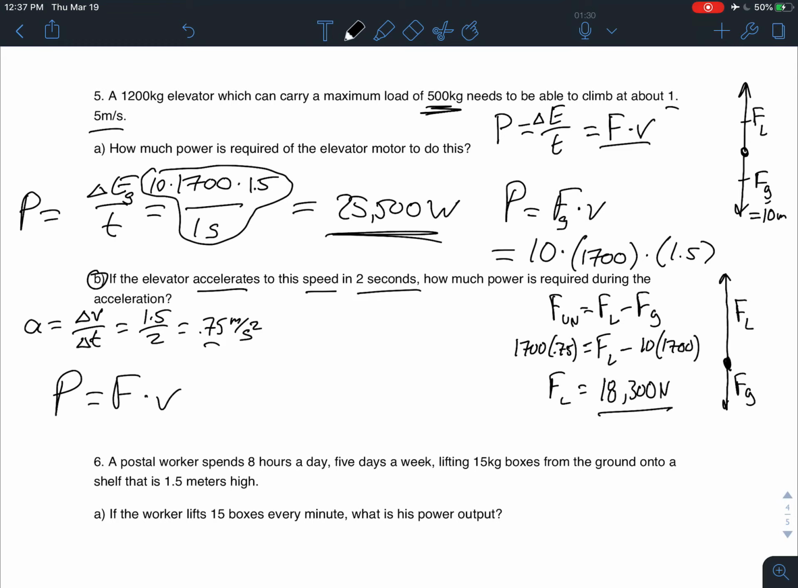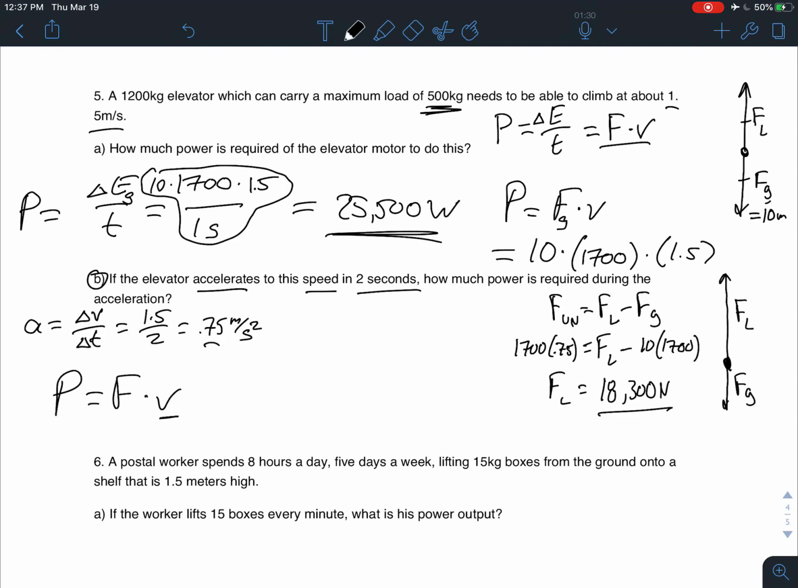Okay, so if that's the force, then now we can finally find power is equal to force times velocity. Well, the velocity is changing, but the motor has to do the whole thing. So as the velocity increases, the power is going to become more and more, it's going to require more power. So that means we should take the biggest velocity, in other words, the 1.5.